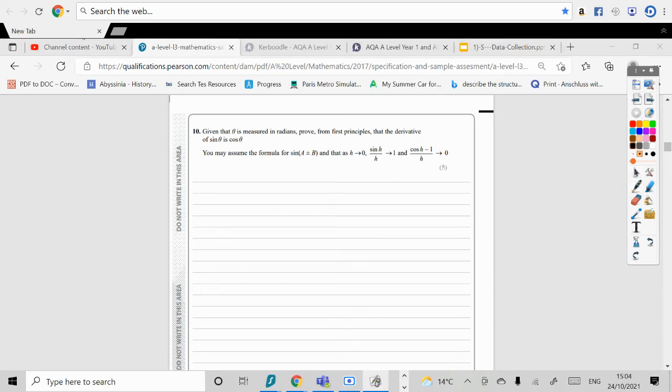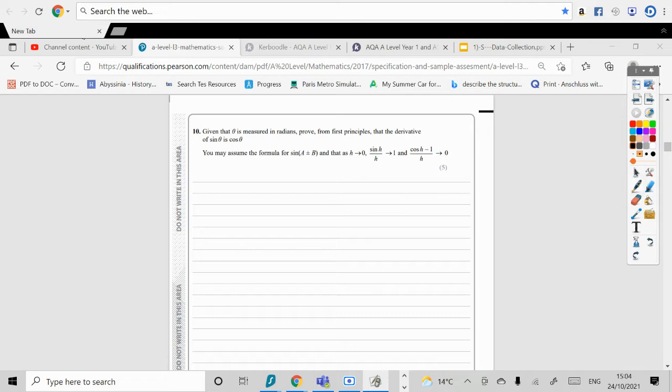Okay, this is question number 10. Given that theta is measured in radians, prove from first principles that the derivative of sine theta is cosine theta. You may assume the formula for sine a plus minus b, and that as h tends to 0, sine of h over h tends to 1, and cosine of h minus 1 over h tends to 0.